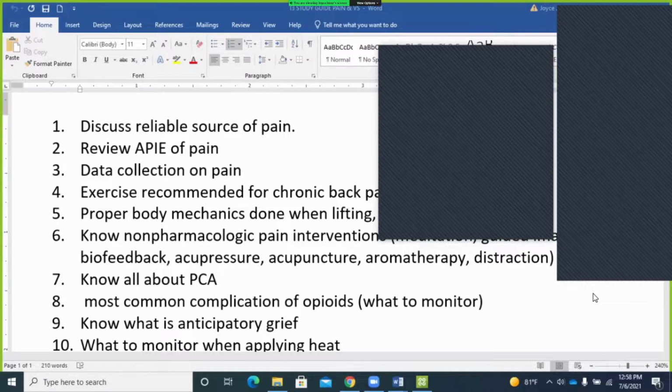Wait, because I have a question. What is patient-controlled analgesia exactly, Joyce? It's a machine. Your opioids are delivered via the machine. If you turn your page to the trivia page 600.